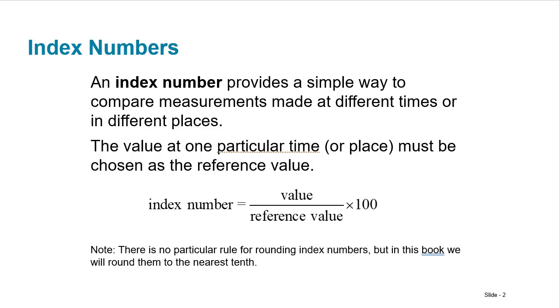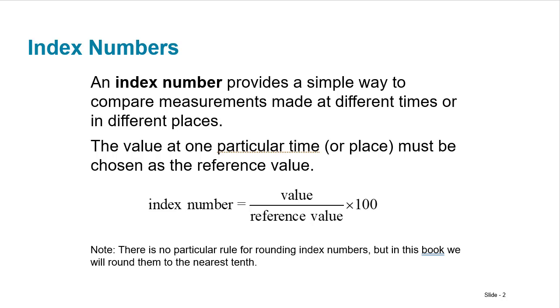Well, an index number basically provides a simple way to compare measurements that are made at different times or in different places. So for instance, the value at one particular time or place must be chosen as the reference number, and then we can compare another value at another time or place to that with the index number. The index number is just going to be the value divided by the reference number times 100.